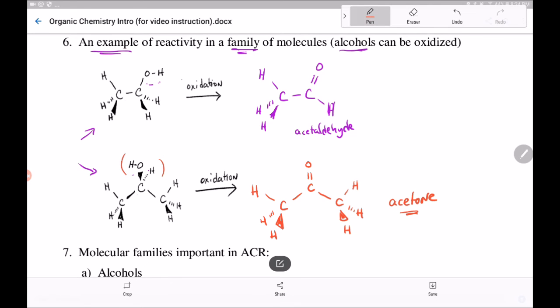So this is, I hope, a clear example how, if you know what happens to alcohols when they're oxidized, you can predict the reactivity of thousands of alcohols. So if you look at the generalization, alcohols can be oxidized. The idea of a family makes it easy to understand the chemistry rather than memorizing a million different examples.